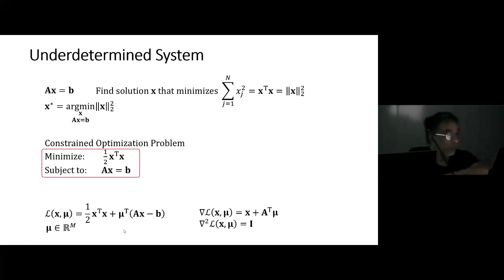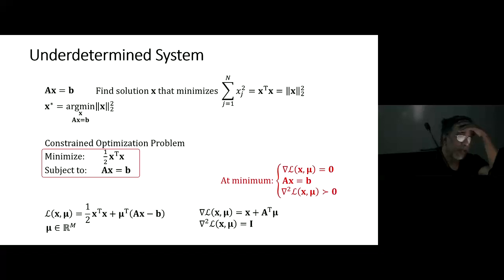And we note, what's the first derivative of this Lagrangian with respect to x? It's x, plus the first term, when you open it, mu transpose Ax, will give you A transpose mu. And the second derivative is, what's the quadratic here? x transpose Qx, what's Q here? It's I, the identity matrix. So the second derivative is the identity matrix.